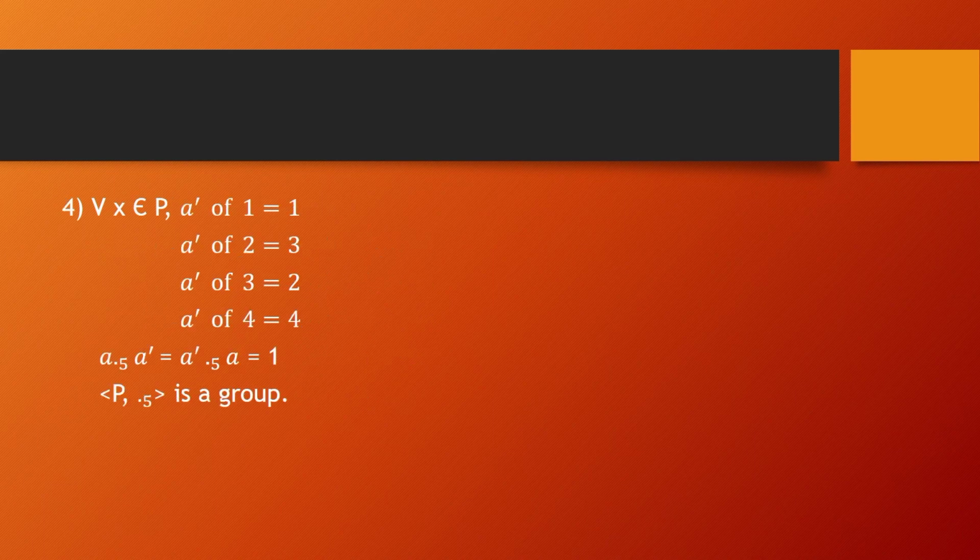So for the last one, we take a look at the inverse. For all x elements of P, the inverse of 1 equal to 1, the inverse of 2 equal to 3, the inverse of 3 equal to 2, and the inverse of 4 equal to 4. Therefore, A multiplication modulo 5 A inverse equal to A inverse multiplication modulo 5 A equal to 1. So lastly, we can conclude that P under multiplication modulo 5 is a group.